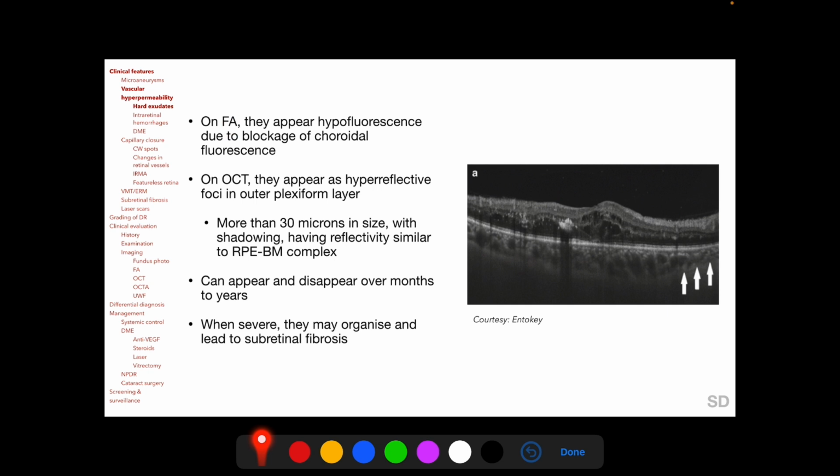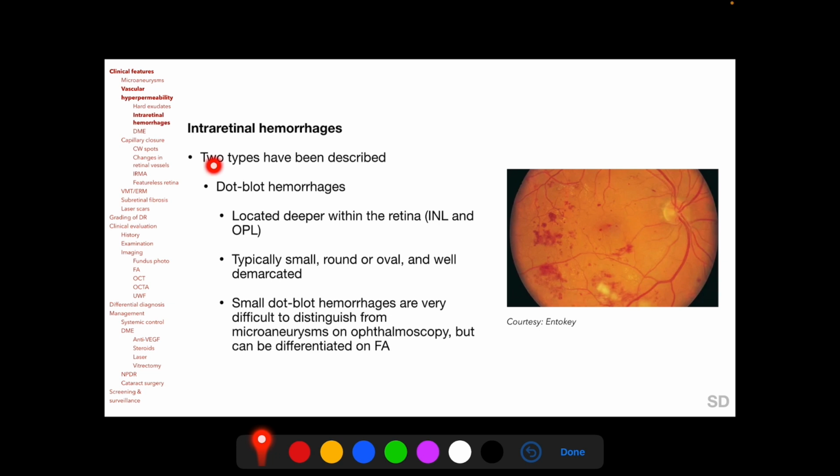On fluorescein angiography, hard exudates may appear hypofluorescent due to blockage of choroidal fluorescence, and on OCT, they appear as hyperreflective foci in the outer plexiform layer, as seen here in this photograph. Hard exudates on OCT are defined as more than 30 microns in size, having reflectivity similar to the retinal pigment epithelium-Bruch's membrane complex with posterior shadowing. Hard exudates can appear and disappear over months to years, and when severe, hard exudates may organize and lead to formation of subretinal fibrosis. Two types of intraretinal hemorrhages are seen in diabetic retinopathy: dot-blot hemorrhages and flame-shaped hemorrhages.